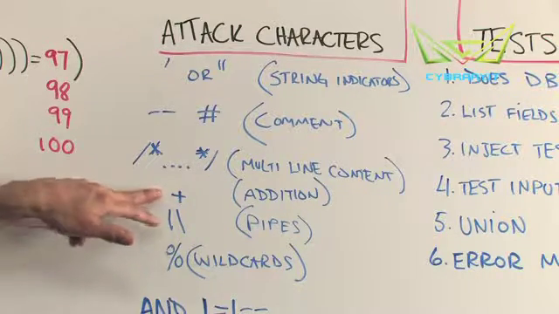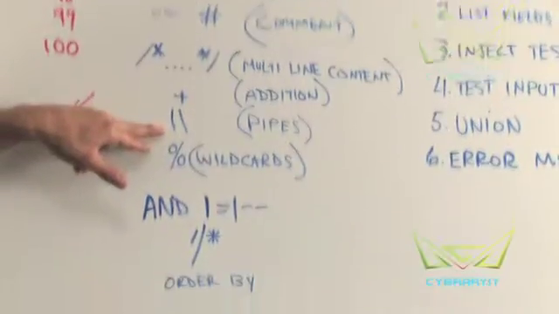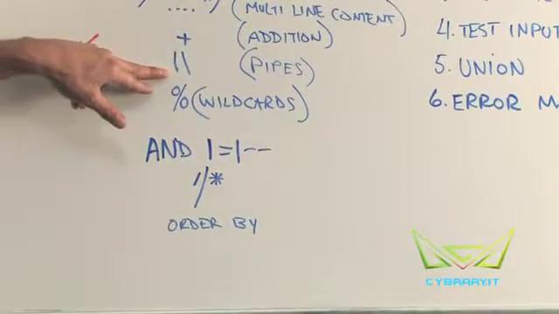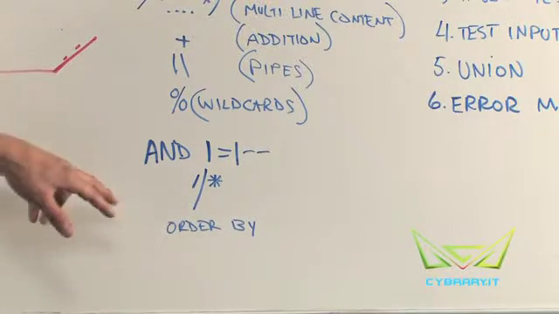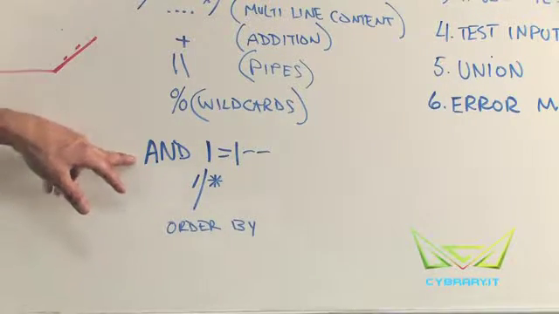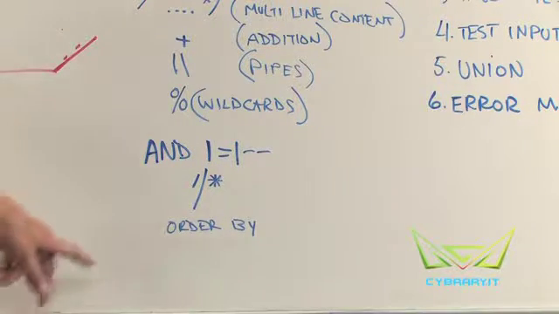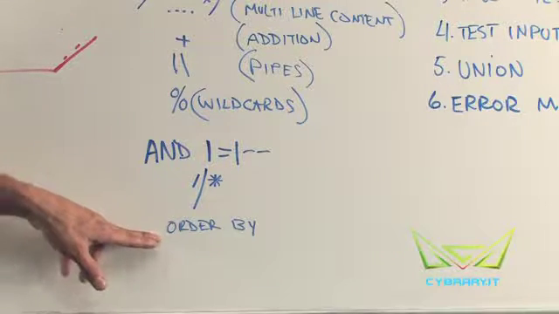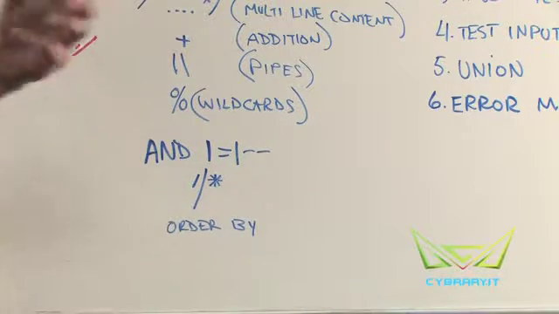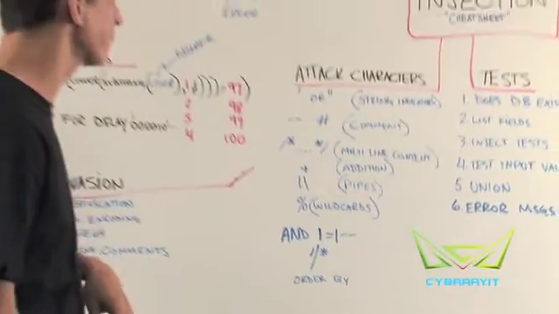Okay, you can add the plus sign, like in addition to. You can do pipes, like a solid bar. You can do wildcards with the percent characters. You can add things like and 1=1 dash dash. Or you can start adding additional parameters into the database query, like order by, and then you can start sorting it ascending or descending, etc.